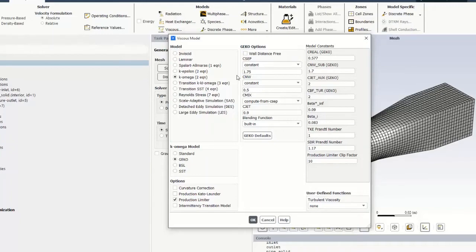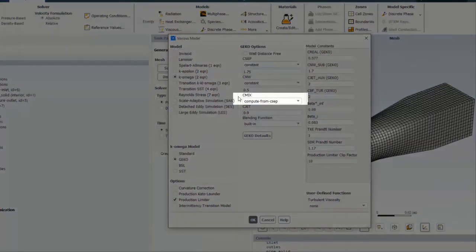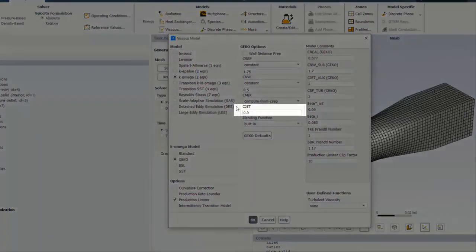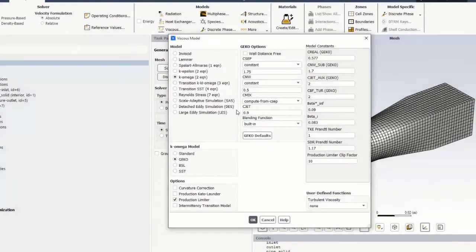CMIX for mixing. This parameter optimizes the strength of mixing in free shear flows. It is computed automatically based on CSEP by default, but can be set manually as well. Increasing CMIX leads to stronger mixing in free shear flows. CJET for jets. This parameter optimizes free jets independent of the mixing layer, since increasing CMIX will also increase the spreading rates of free jet flows, which can be undesirable. CJET enables you to decrease the effect of CMIX on free jet flows. CJET is only required in a limited number of applications and is only active when CMIX is non-zero.